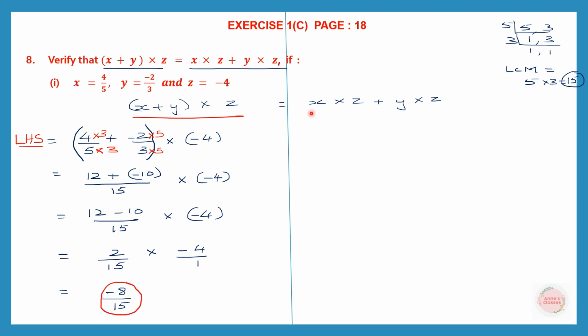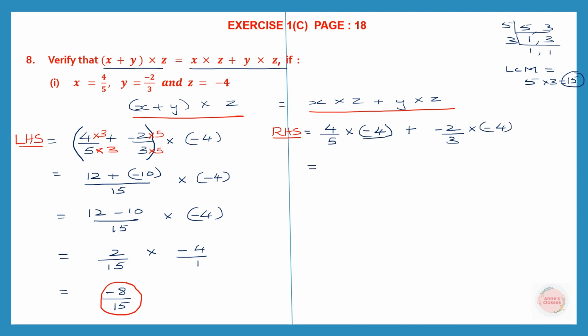Now let's see on the right hand side whether we get the same answer. So this is the right hand side which we are going to work out now. So the right hand side, let's work out. So substitute the values. x is how much? 4 by 5 into z, which is minus 4, plus y, minus 2 by 3, into z again, which is minus 4. So here we need to work out.